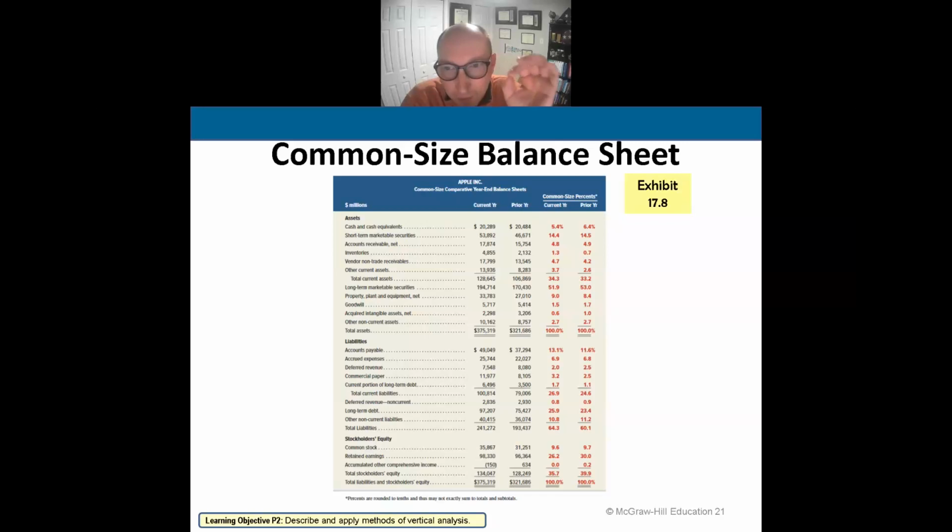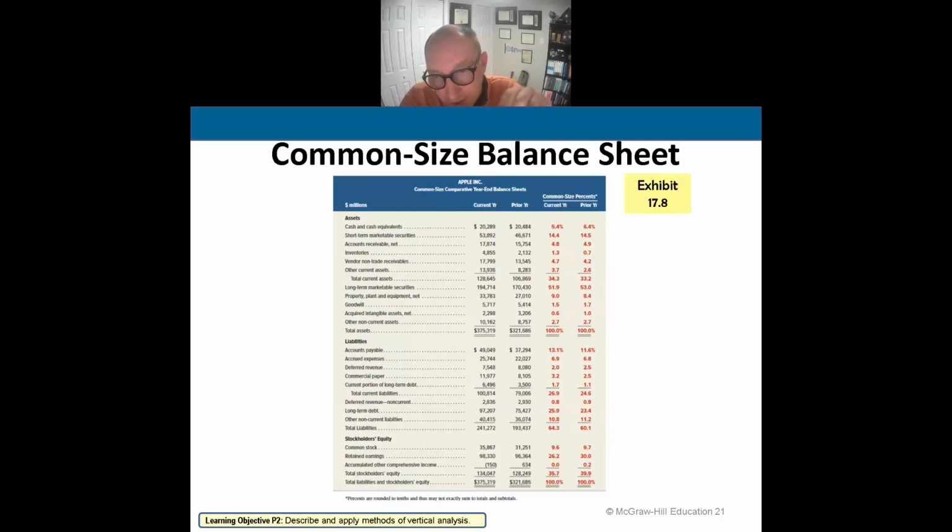Okay. What this does is it provides me with a snapshot of the percentages for the current year and the prior year. And now as a manager, I can identify the trends. I could see the changes. Oh, my cash went down a little bit by 1%. As a manager, I might want to look into that. Why did that happen? What did I do with that 1% of cash?